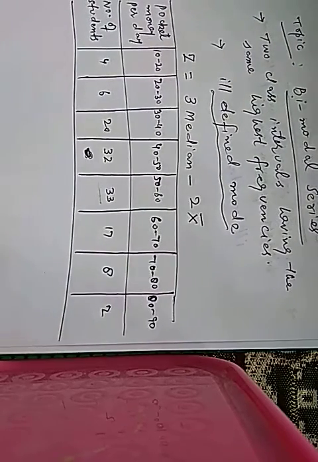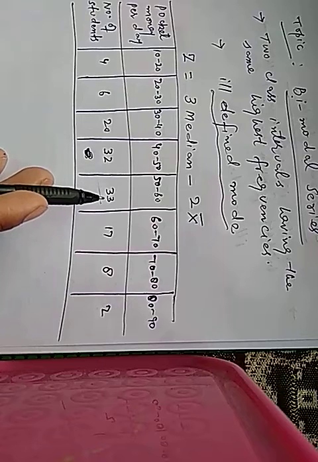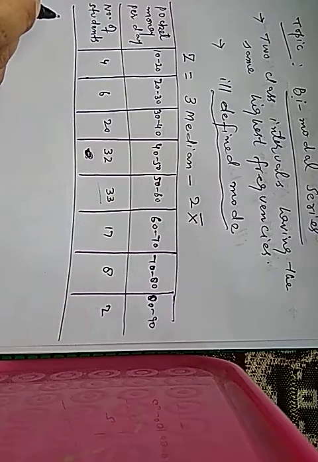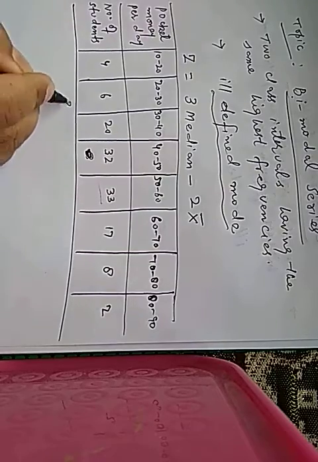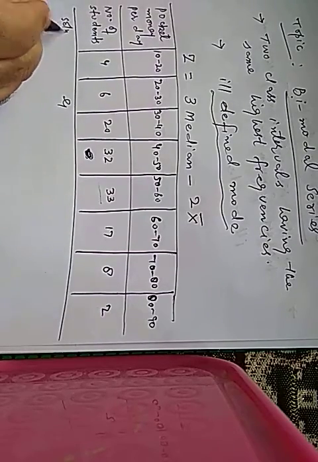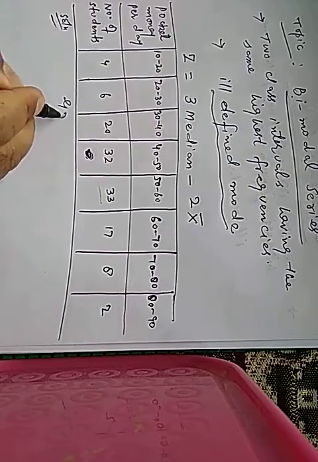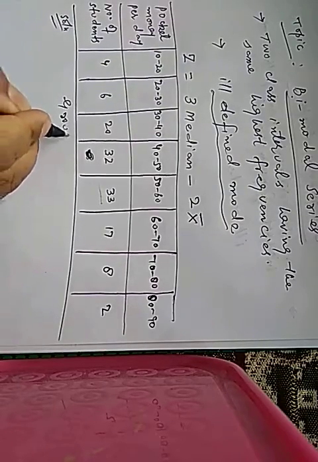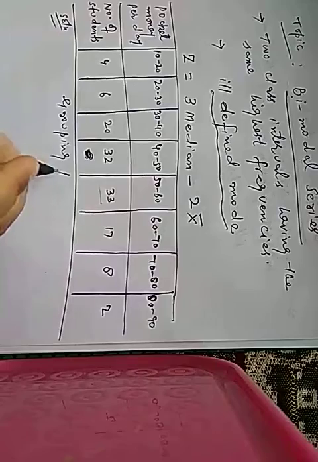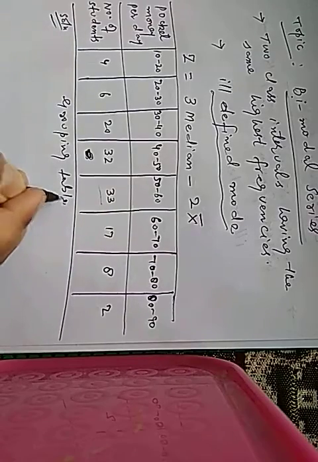Now, by inspection method, we cannot find out the modal class. Therefore, the next step is the grouping table solution. In the grouping table, we have 6 columns derived on the basis of the addition of frequencies in different ways.